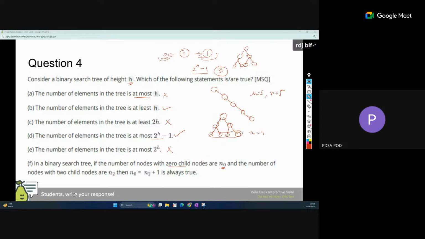And the number of nodes with two children, that is n2. So we have the category n2, that means nodes with two children. You can see 1, 2, 3, so it is 3 for this tree. Then n0 equals n2 plus 1. This is always true. We can validate this by some observation. So n0 equals n2 plus 1. How can we actually prove this? Let's discuss this.